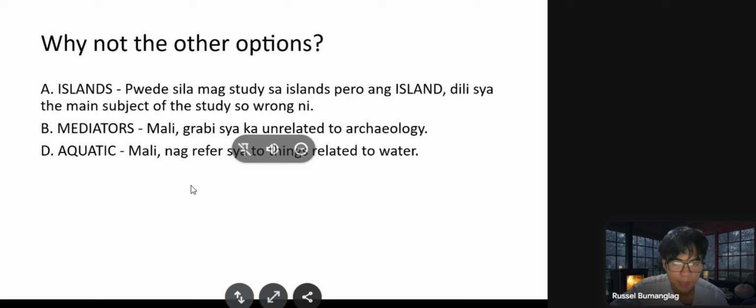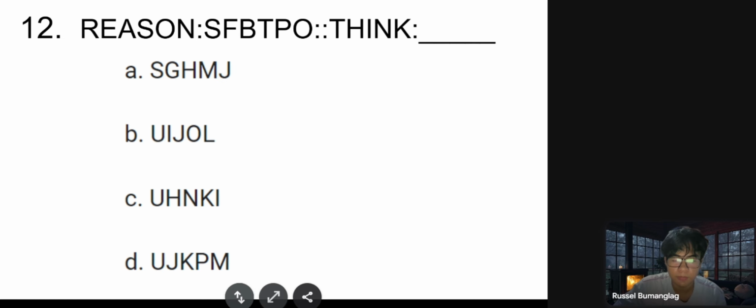So ano dili man A, islands. Pwede sila ang mga archaeologists pwede sila mag-study sa islands, pero ang island dili siya ang the main subject of the study. So wrong name. B, mediators. Mali, kay grabe siya ka-unrelated sa archaeology. And D, aquatic. Mali, nag-refer siya to things related to water. So it's wrong.